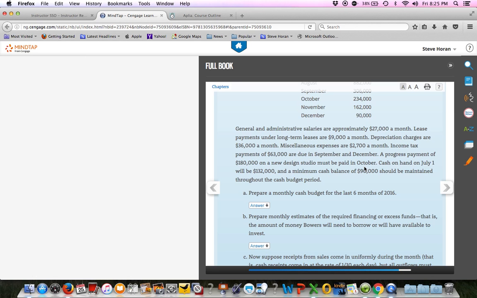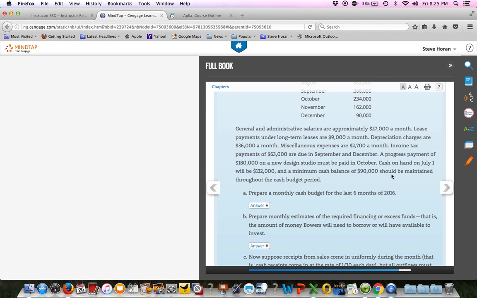So we're having a construction company build something for us, and they're requiring a payment of 180, which is not unusual when you enter into a construction contract, that the construction company wants periodic payments. Cash on hand on July 1 was 132. We must maintain a minimum of 90,000 throughout the cash budget period.